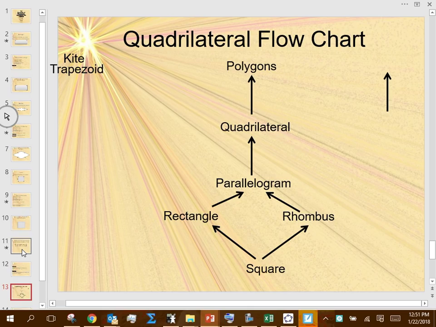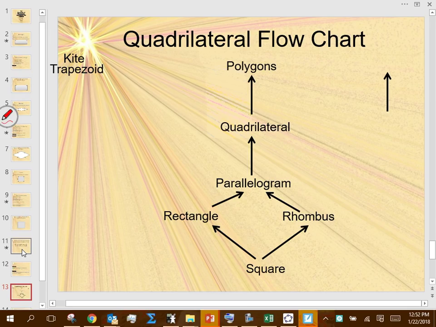The flow chart, these arrows are one-way streets. You can only flow from the tail of the arrow to the tip of the arrow. So every quadrilateral is a polygon, right? But every polygon is not a quadrilateral, so you can't go that way. Does that make sense? Okay.